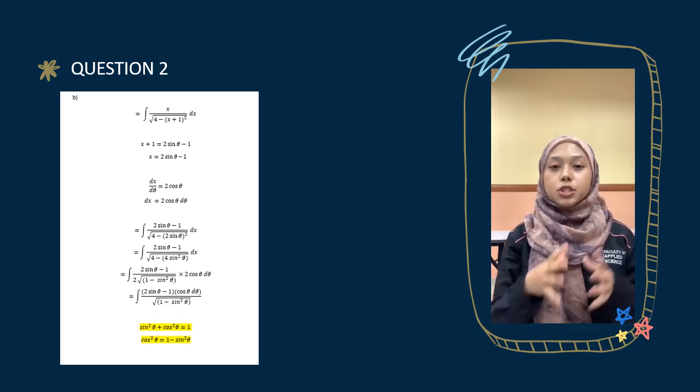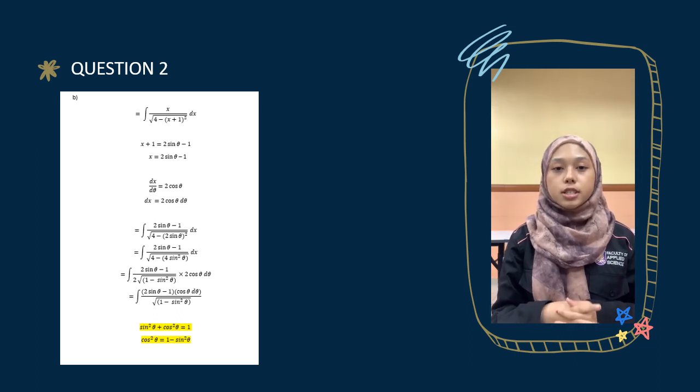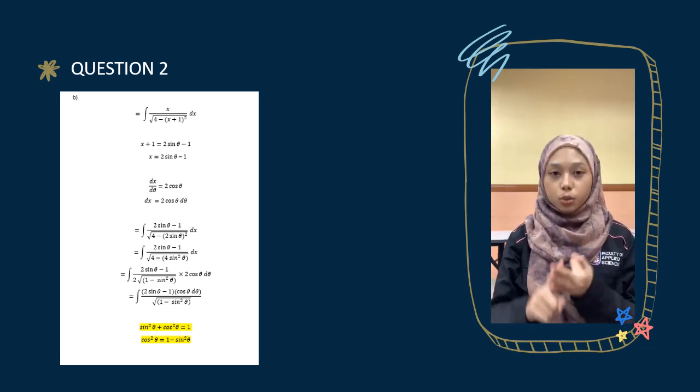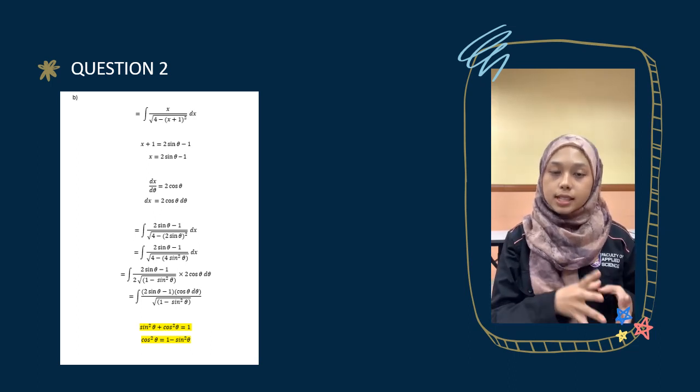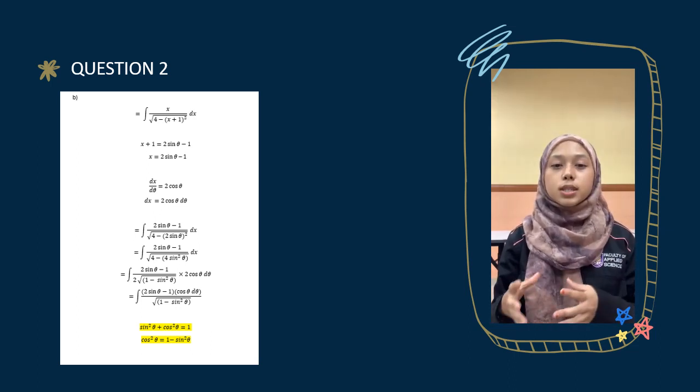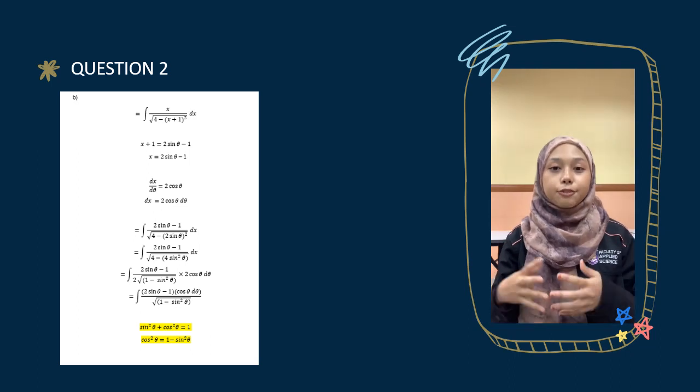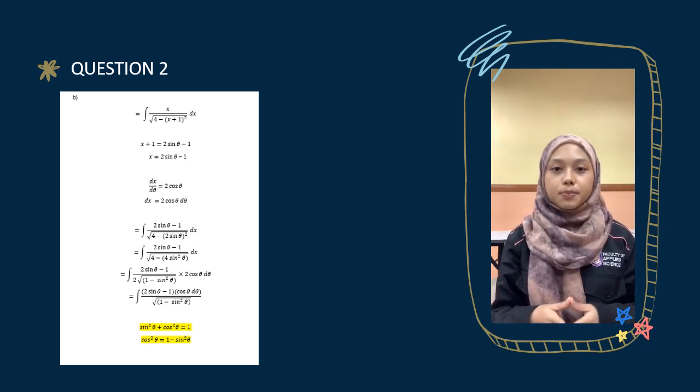Integrate 2 sin theta and we get theta. Next, from the triangle, find the value of cos by using SOH CAH TOA. To find the value of theta, the equation x plus 1 equal to 2 sin theta was used and the value of theta was obtained. Then, substitute the equation in theta.